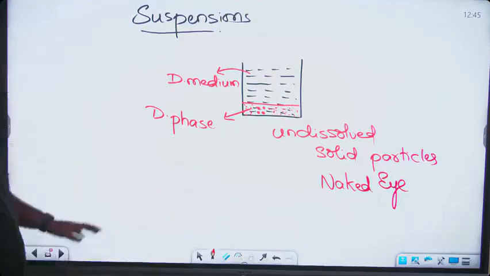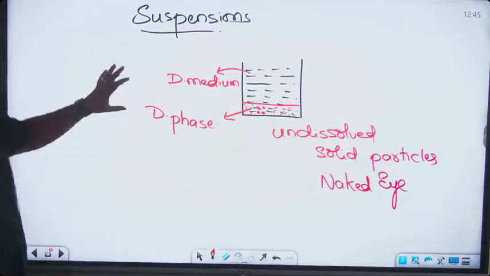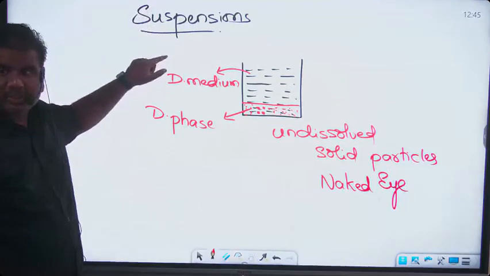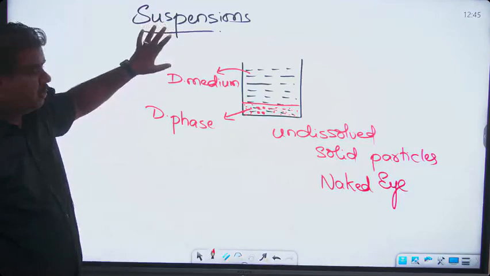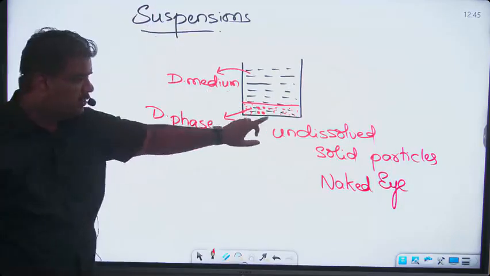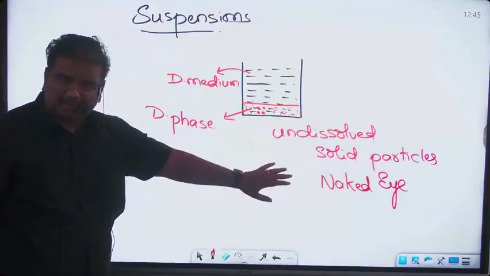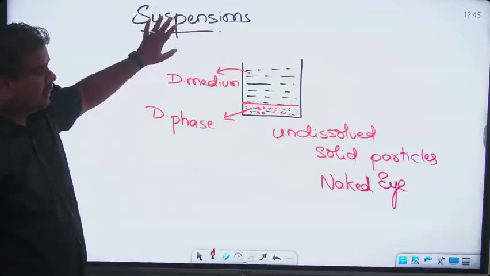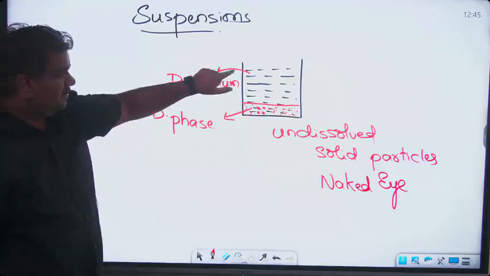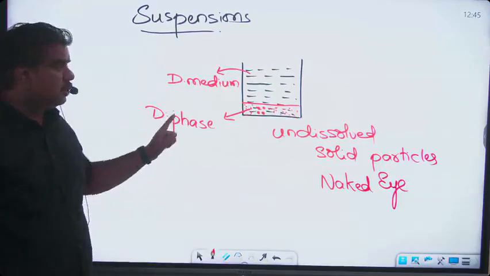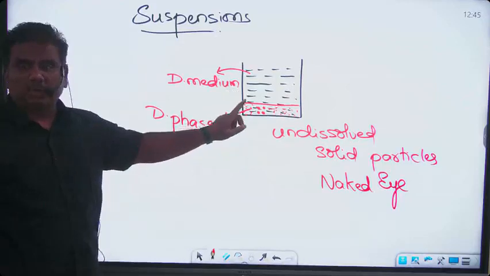Right. Now suppose that here in this case, how can we frame the sentence? Heterogeneous mixture in which, don't write, I'll tell you what to write. A heterogeneous mixture in which undissolved solid particles are visible to naked eye. That is what is known as suspension. అలాగే సస్పెన్షన్లో డిస్పర్స్డ్ మీడియం అనేది ఎప్పుడూ కూడా లిక్విడ్గా ఉంటుంది. డిస్పర్స్డ్ ఫేస్ అనేది ఎప్పుడూ కూడా అన్డిజాల్వ్డ్ సాలిడ్ అని అంటాం.